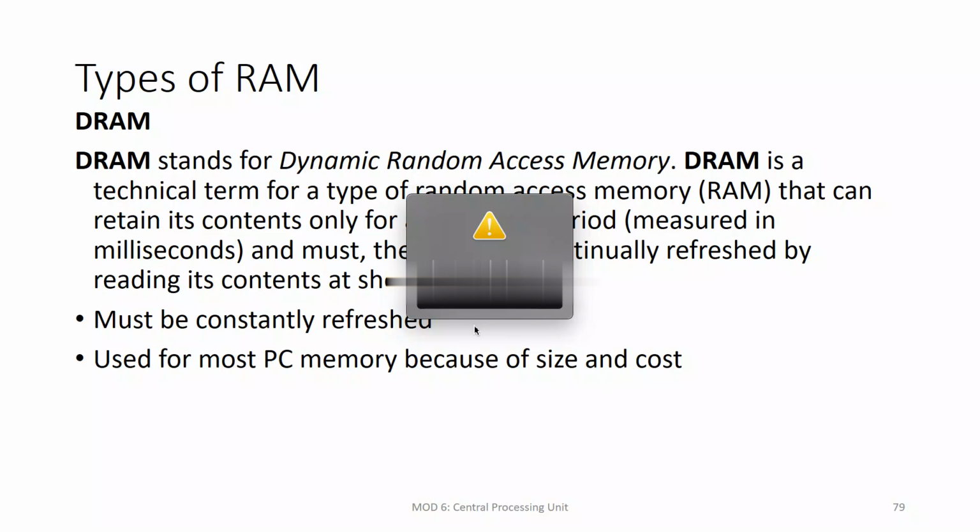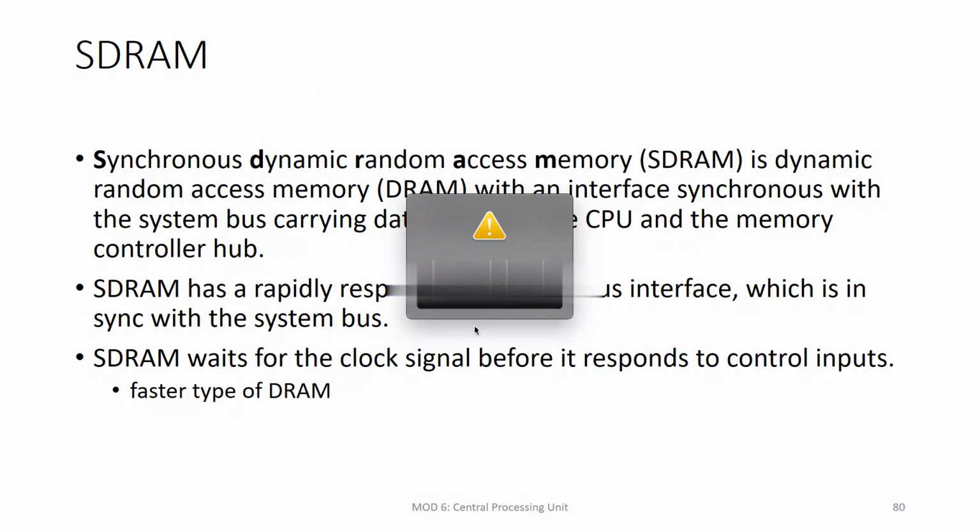We also have what is called the SDRAM, synchronous dynamic random access memory, which has an interface synchronized with the system bus carrying data between the CPU and the memory. So they are rapidly responding synchronous interfaces. They can be used to do synchronization functions. They can await the clock signals before responding to control inputs, and they are faster than the DRAM.